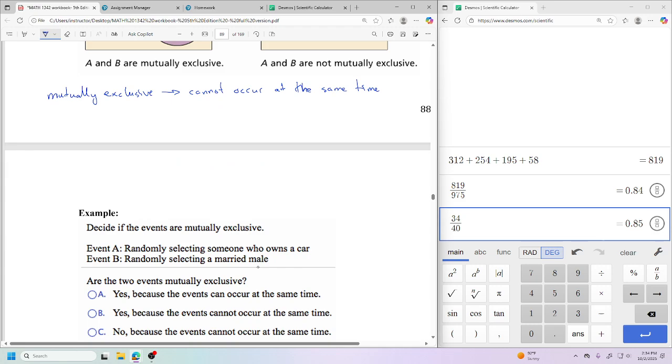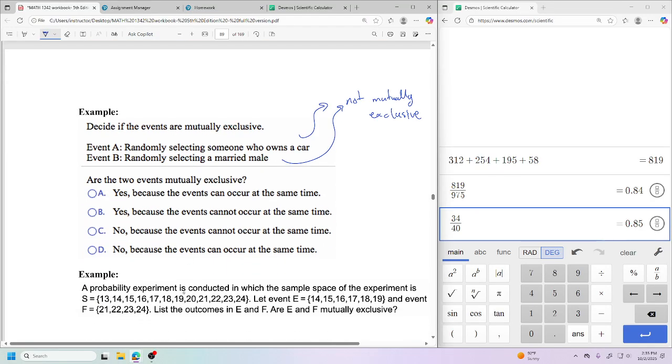All right, so they're going to ask, can they occur at the same time? So we got randomly selected somebody owns a car, someone that is a married male. Are they mutually exclusive? No, not mutually exclusive, because you can have someone owning a car and they are a married male. That's like me. I own a car and I'm a married male. So there you go. So how would I put that here? Which one of these makes the most sense? D. Yep. No, because they can occur at the same time.